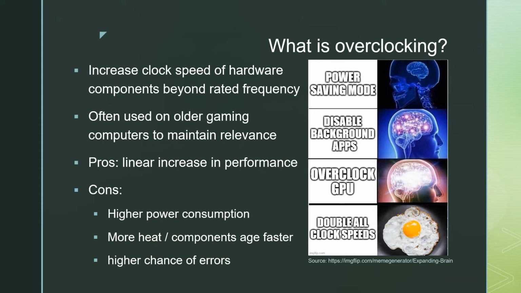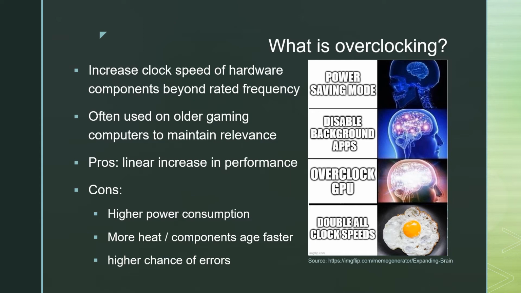So the pro here is that there's a linear increase in performance. Ideally, if you were able to double the clock speed, you would be able to double the number of instructions that component could perform. The con here is higher power consumption. You will have to increase the voltage to keep up with the higher clock speed. In turn, that means that you'll have more heat, and with those components, not only could you risk burning them out, but they will age faster from being at higher temperatures longer, shortening their lifespan.